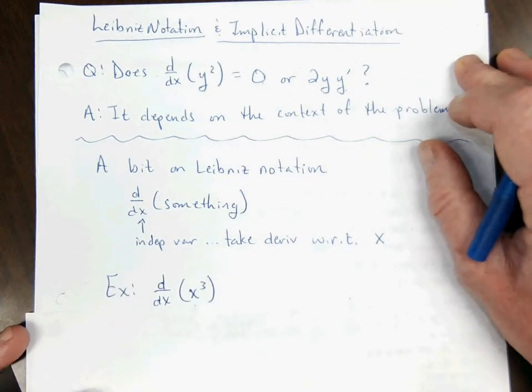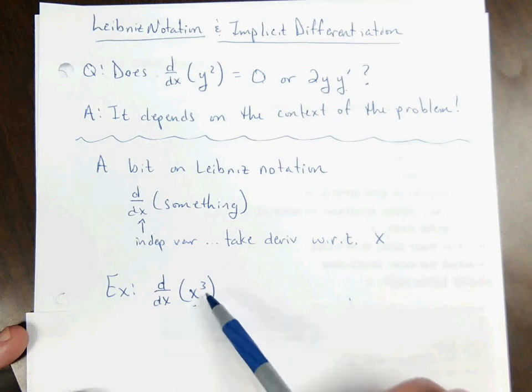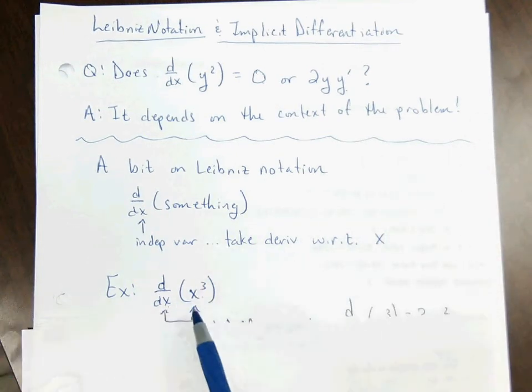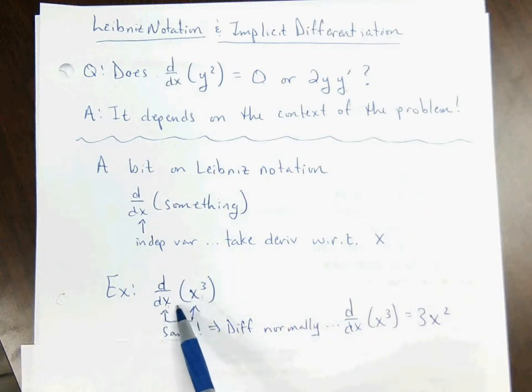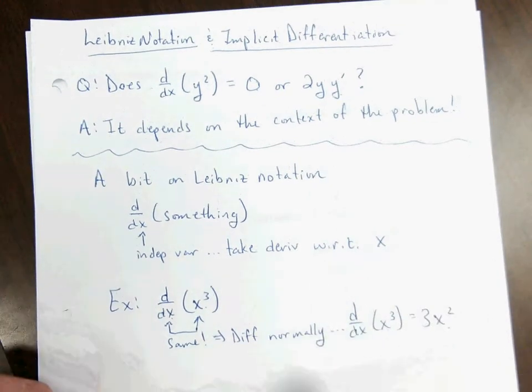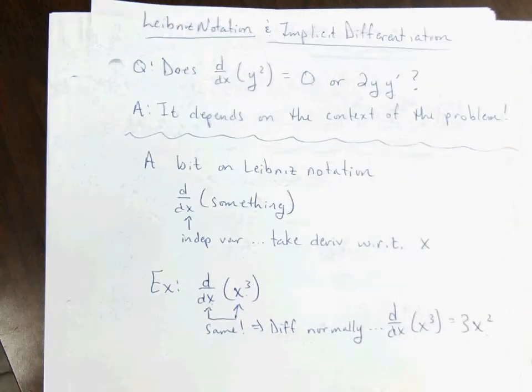So if I say d/dx of x cubed, the key thing here is first x is the independent variable, and then these two variables are the same. So whenever these two variables are the same, we can differentiate normally. And so we just follow the power rule here, and we get d/dx of x cubed is equal to 3x squared.